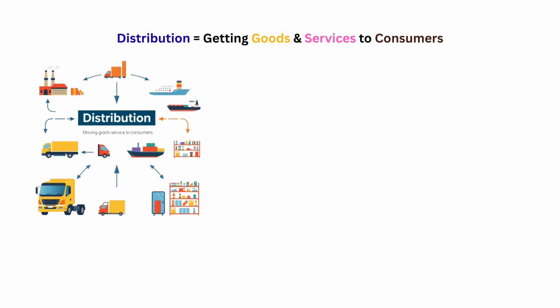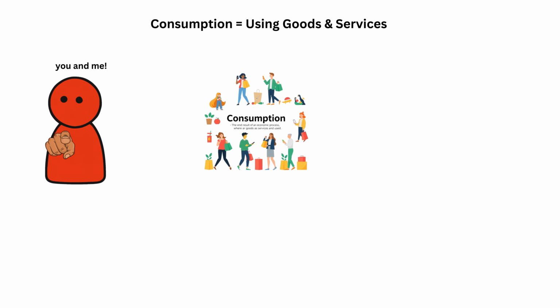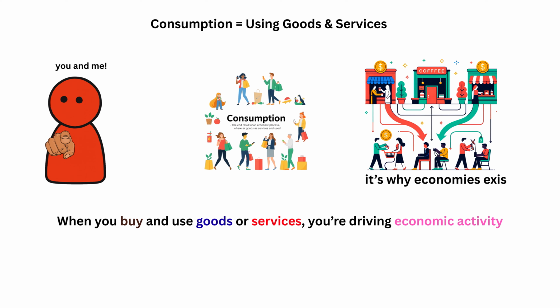This could involve shipping products globally using transportation networks or selling directly through online platforms. It's like the middleman who ensures that the right goods reach the right people at the right time. Consumption. This is when consumers, you and me, buy and use goods and services. Consumption is the end result of an economic process, the very reason economies exist in the first place. When you buy a coffee, go to a movie, or pay for a haircut, you're contributing to consumption, which drives economic activity.